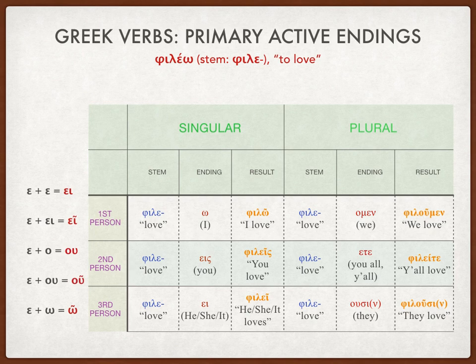Second person plural, phile runs into ete, that gives me epsilon plus epsilon, because this is the epsilon at the beginning of ete, the epsilon at the end of phile, so I end up with philete. Philete, y'all love. And then finally, phile with ousi just gives me a longer form, philousi, because epsilon runs into oo, that diphthong, and just lengthens it. Philousi. That's how epsilon contraction works, and there are going to be several verbs that do this in Greek that are all going to follow this pattern.